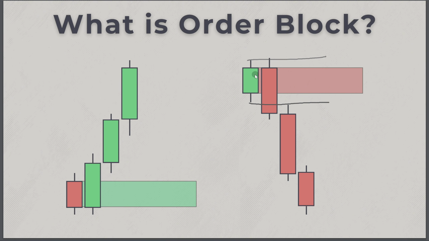You could go with the bodies or you could go with the wicks. That's a choice. And there are some situations where sometimes you need to go with the body, sometimes you need to go with the whole candle. So this is what an order block is.